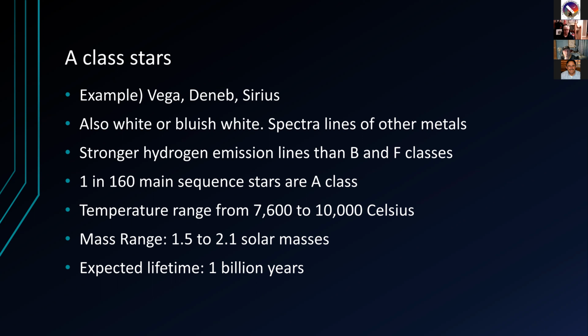The A-class stars have the strongest hydrogen emission lines of all of these stars in the Harvard system. And about 1 in 160 main sequence stars will fall into the A-class range. These stars are fairly close to the sun in solar mass, with about 1.5 to 2.1 solar masses. Although they are not nearly as long-lived as the sun, they still are quite up there within the 1 billion years time frame.